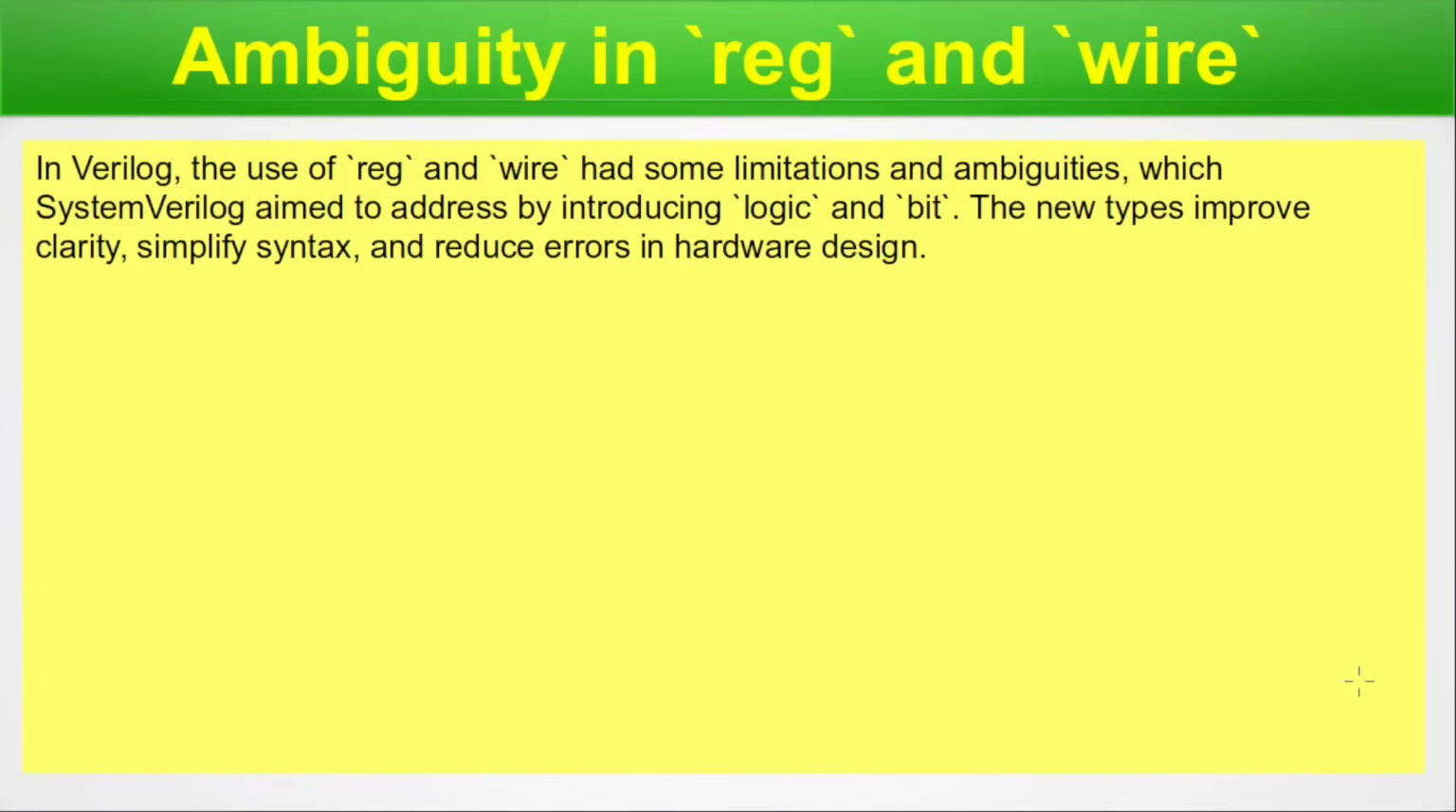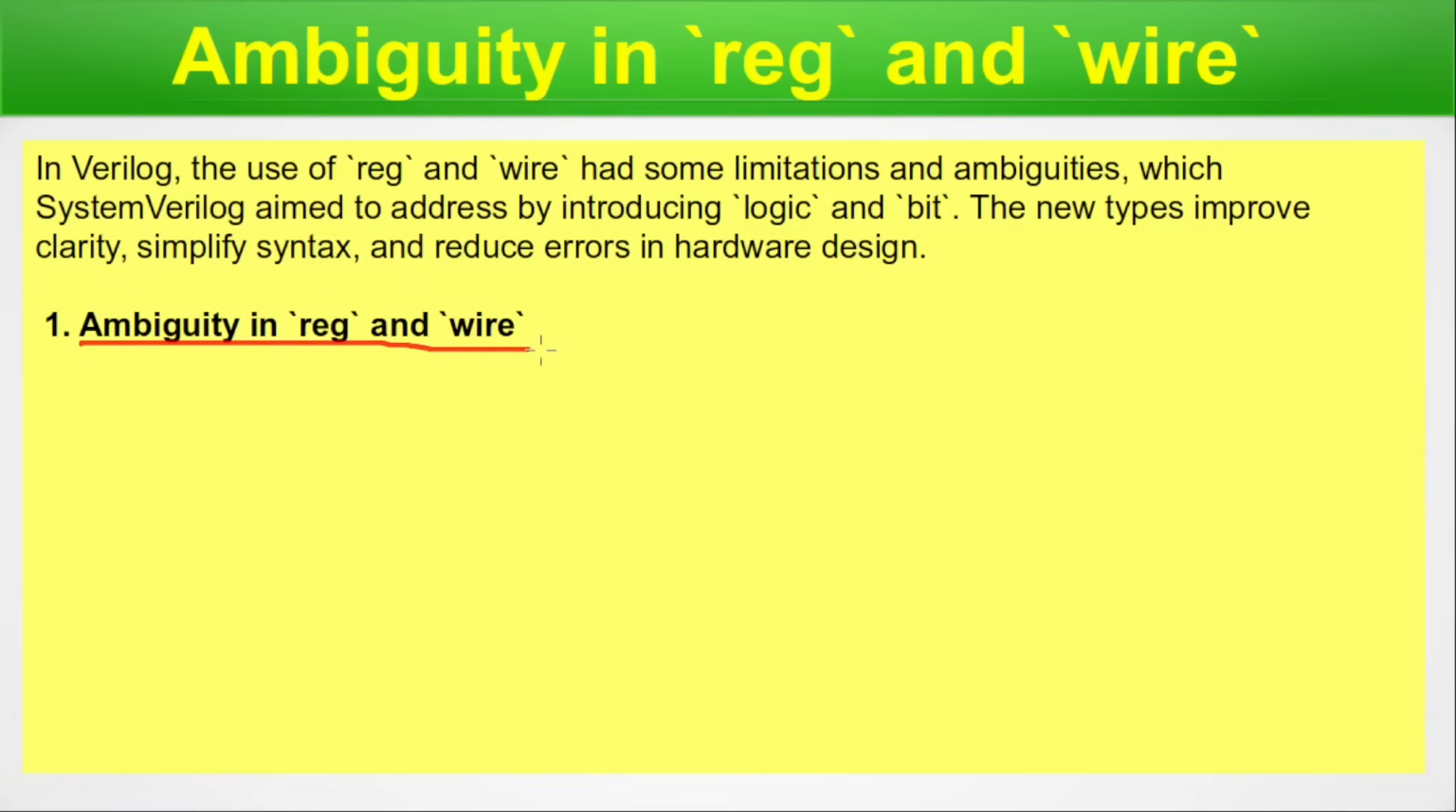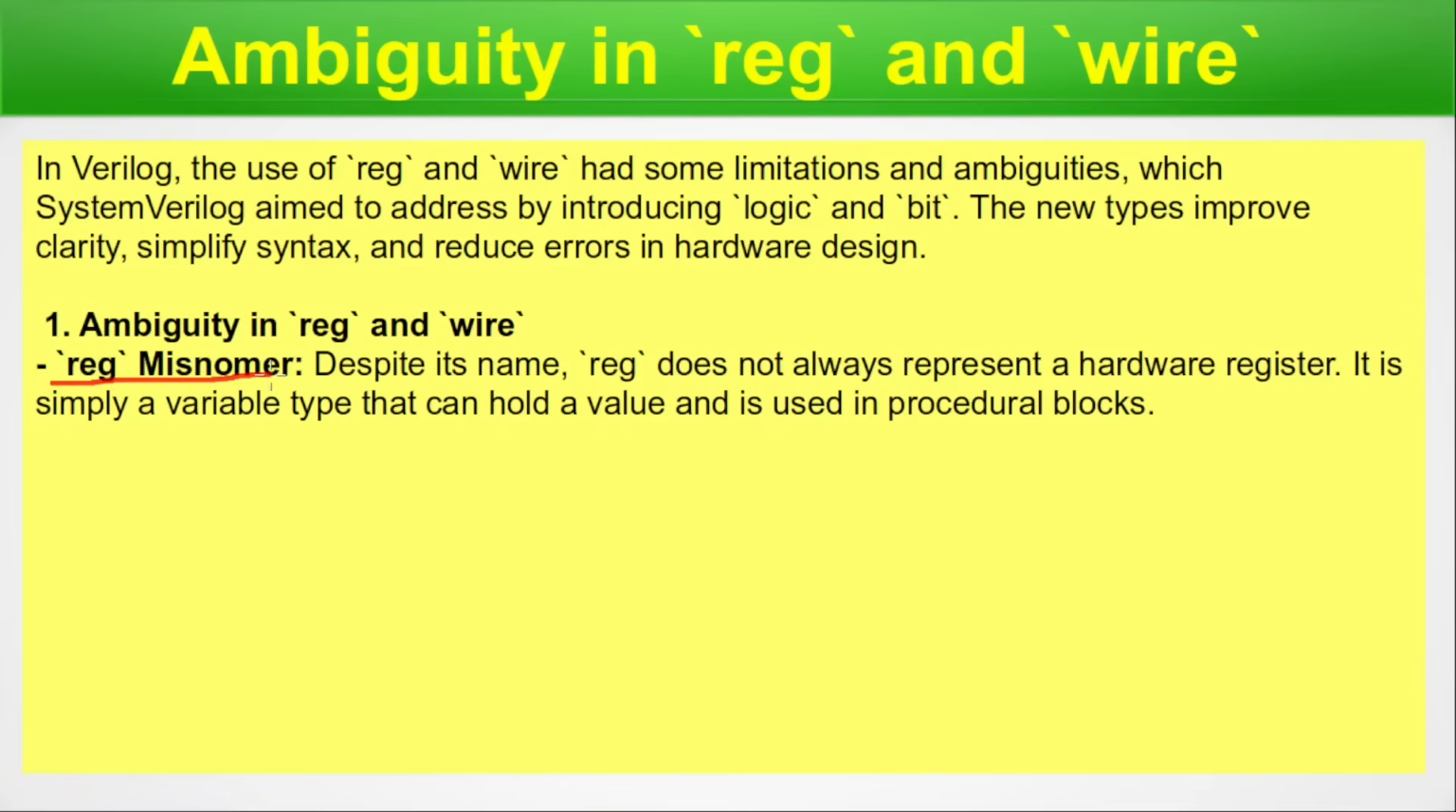Now let us go with the slide. In Verilog, the use of reg and wire had some limitation and ambiguities, which SystemVerilog aimed to address by introducing logic and bit. The new types improve clarity, simplify syntax, and reduce errors in the hardware design. Now we'll talk about the ambiguity in reg and wire. Reg, the question mark. Despite its name, reg does not, I emphasize does not, always represent a hardware register. It is simply a variable type that can hold value and is used in procedural blocks. So here you can see how the confusion is getting created.